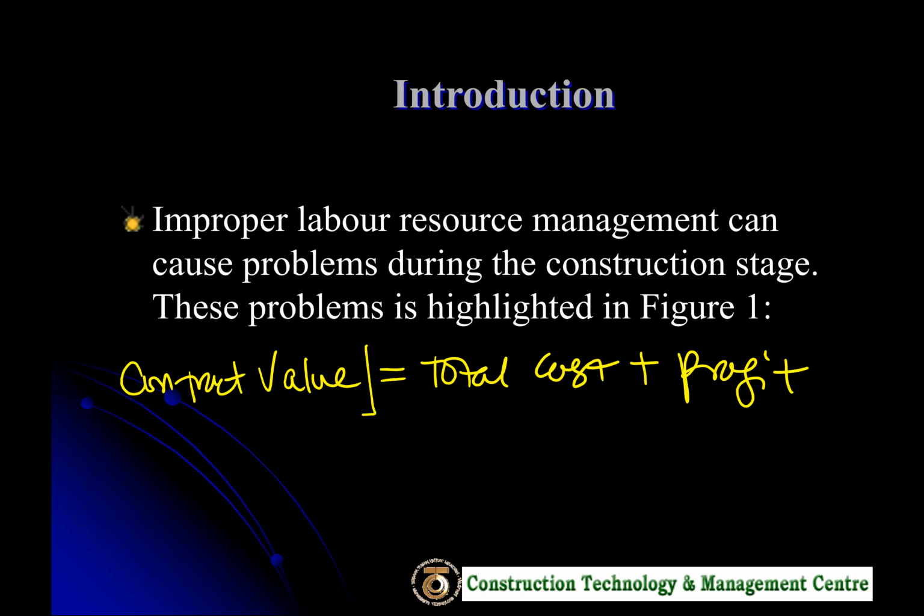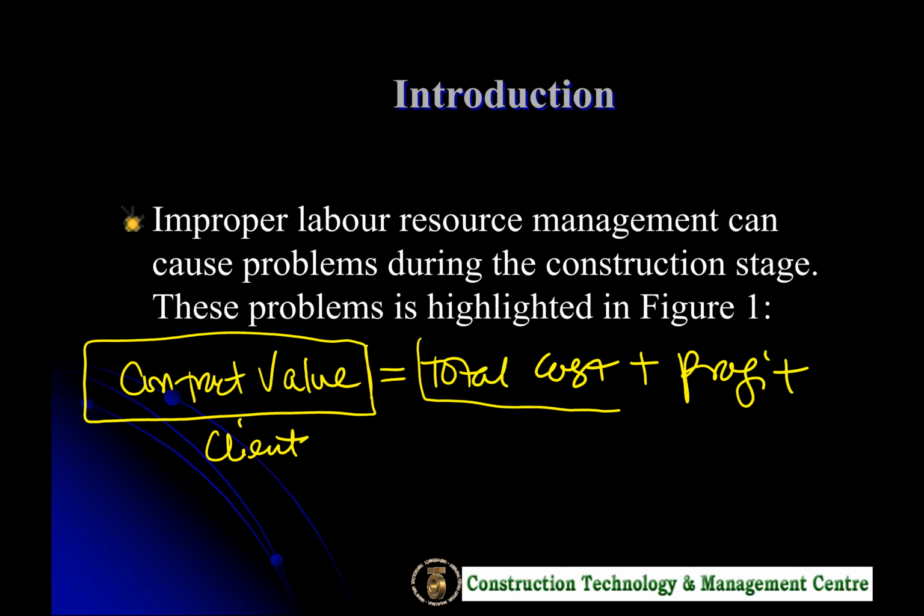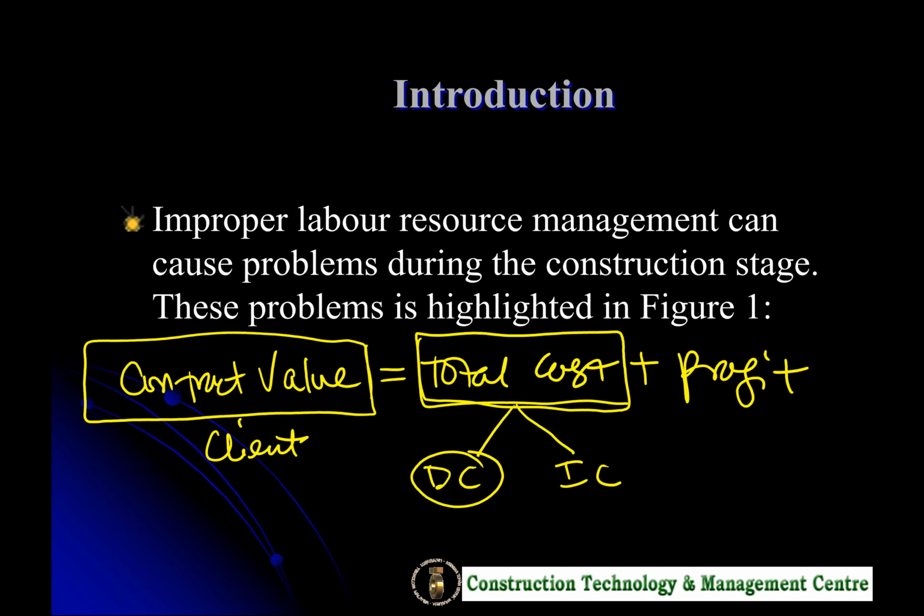So contractor basically is given a contract by the client. So this is the client that pay, and total cost is the one that contractor have to bear. And out of this total cost, there is what we call direct cost. I name it DC, and then indirect cost. So direct cost is the one that we mentioned related to man, machine, and material. Okay, man, machine, and material, the three major things.